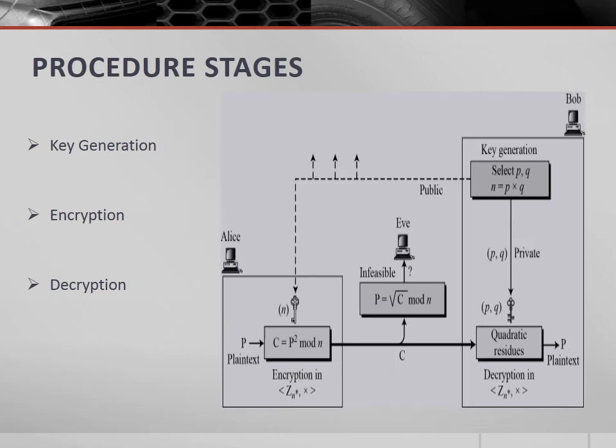This figure shows the complete procedure of Rabin cryptography. Initially, we have key generation where n is the public key, equal to p into q. P and q are private keys and they are prime numbers. Encryption is p square mod n, and decryption is square root of c mod n. Here Alice is trying to send a message to Bob and Eve is trying to steal the message.